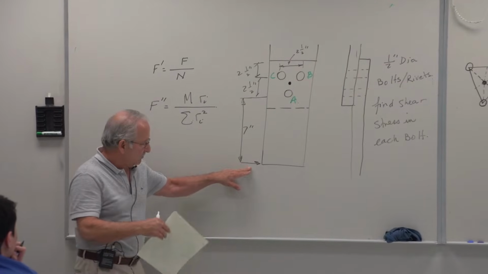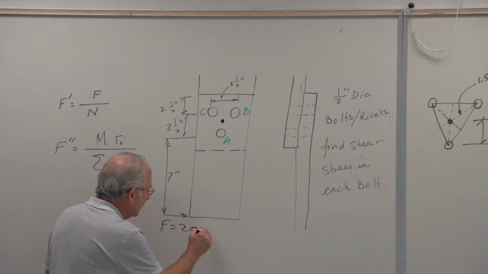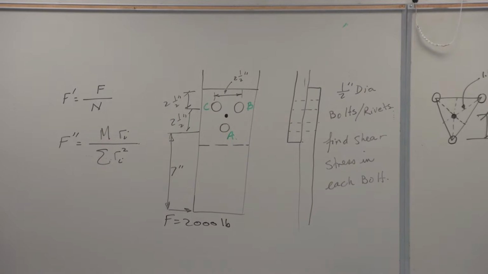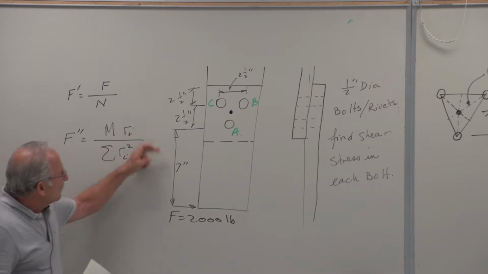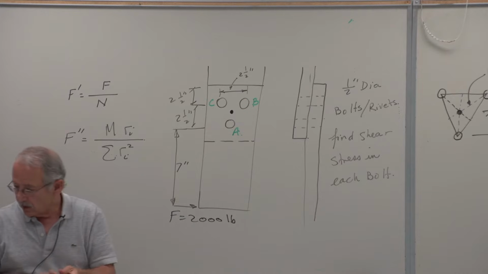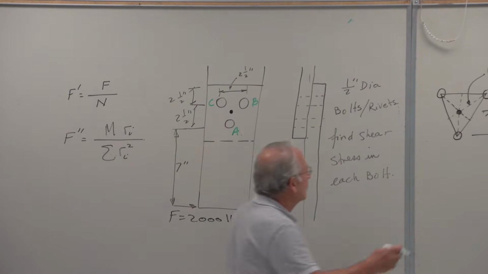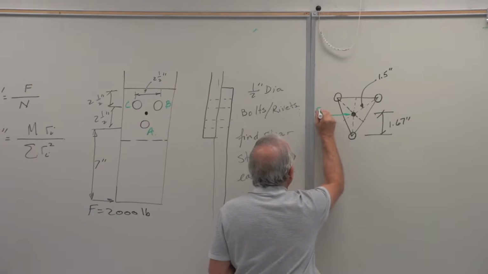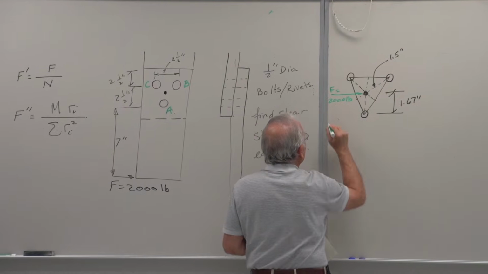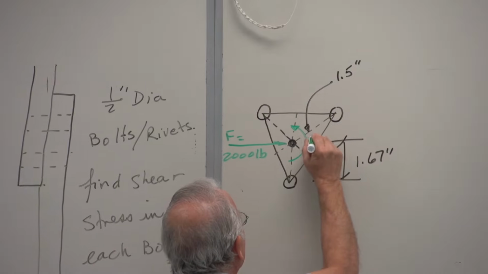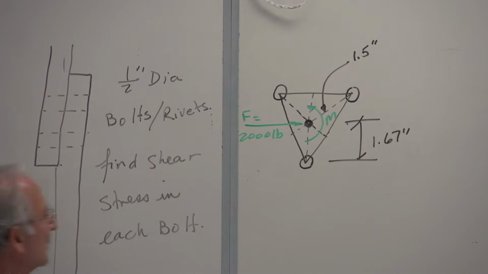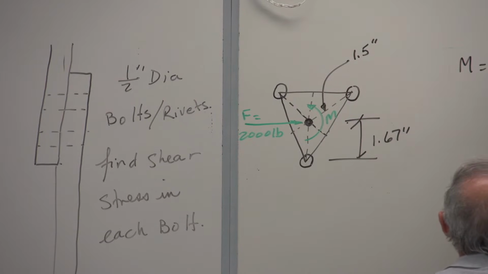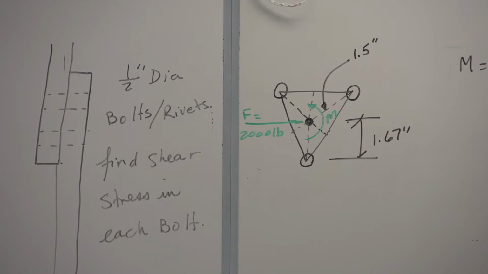We transfer this force given as F equals 2,000 pounds, the force that's applied down there at 7 inches, to the centroid of the bolts, and we get a force like this, F, and a bending moment, M. That bending moment we can calculate as M equals 7 plus 1.67 times 2,000, 17,340 pound-inch.